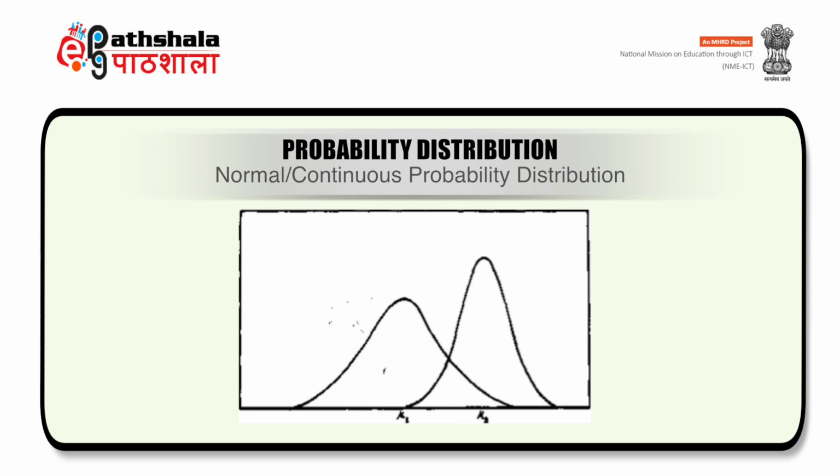Curves for the normal distribution are depicted in the figure as you are seeing on your screen. They consist of two parameters: mean, which is a measure of location, and standard deviation, which is a measure of spread. The same can be seen on the screen.